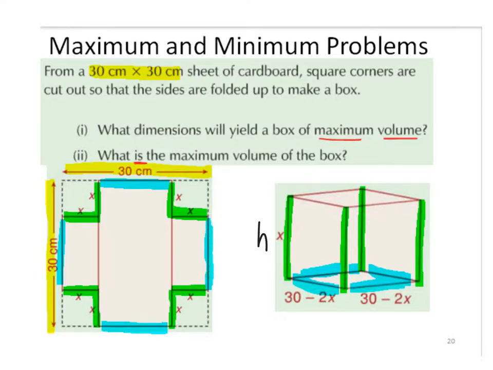So each of these blue parts are going to be 30 minus 2x. So the height is x, the width is 30 minus 2x, and the length is also 30 minus 2x. And we know that the volume of a cube or a cuboid is the length multiplied by the width multiplied by the height.